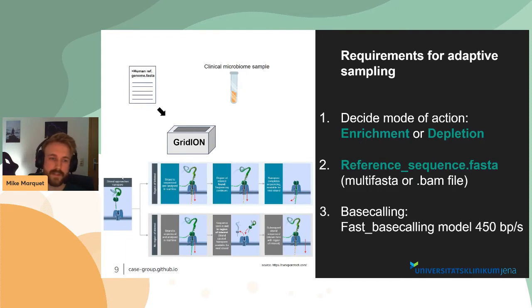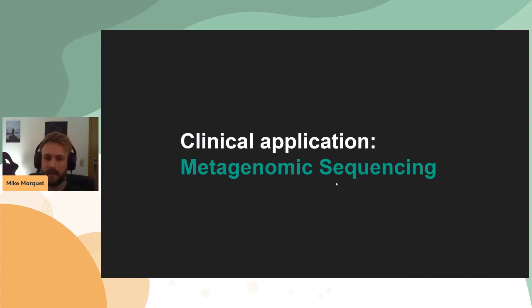And basically what happens in the sequencer is what I explained in the slide before. A DNA molecule attaches to the nanopore, then it will be checked: is it a sequence of interest? If yes, then it will continue sequencing. Or if it's a sequence that is not of interest, then it will be stopped. The fragment will be ejected and a new DNA molecule will be started to be sequenced. Okay, now you know the basics about adaptive sampling. Now we have a closer look at how it performs in metagenomic sequencing and in clinical applications.